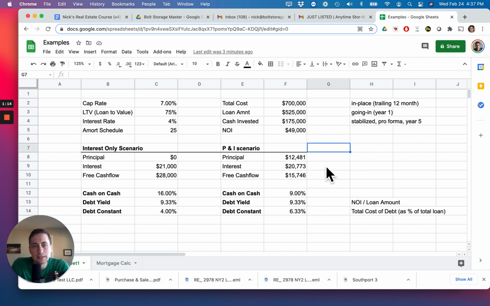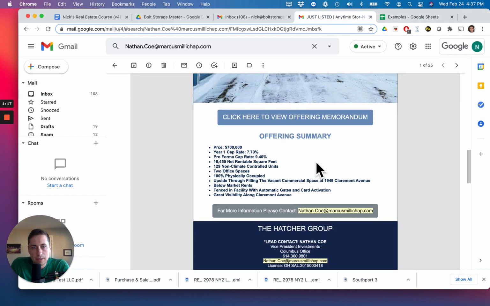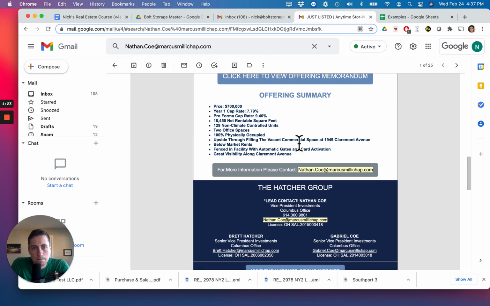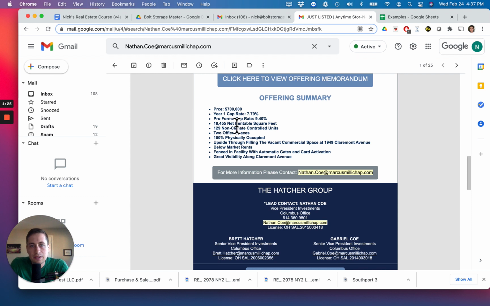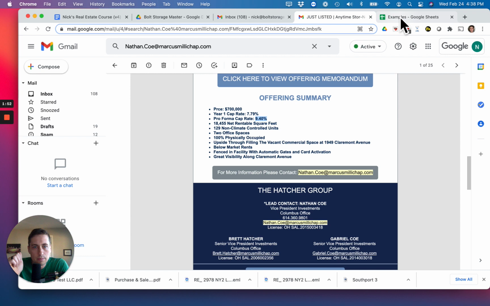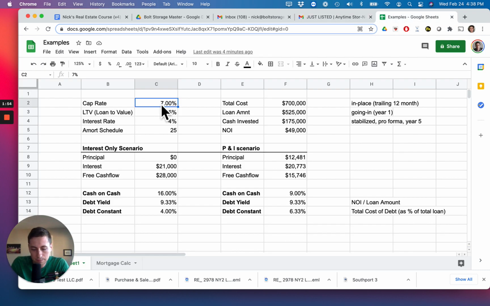So let's look at an example deal here, and we're going to talk about it. I just got an email of a self-storage facility investment opportunity. I'm probably going to look at this one. Great pictures, right? Snowy. But as you see, price $700,000, year 1 cap rate at 7.79%. And as you know, you can't trust brokers' numbers, but for this example, we're going to trust them. And we're going to assume that after I put it through my own underwriting, you can see exactly what the pro forma cap rate is going to be. So let's talk about it. 7.79% cap rate. So let's plug that in.